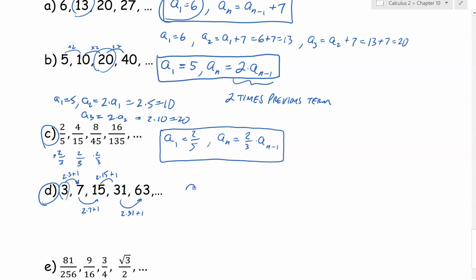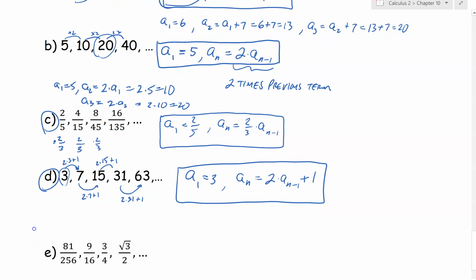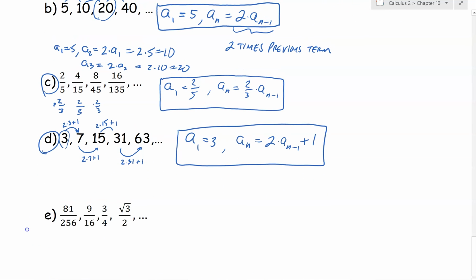And so our recursive formula says start with 3, and then to get each term after that, double the previous term and add 1. All right, go ahead and give this one last try.